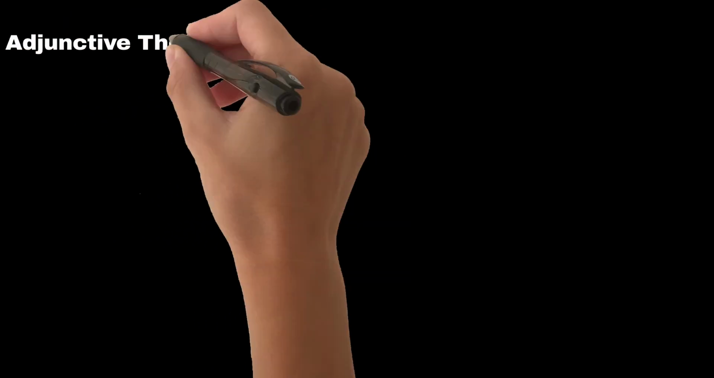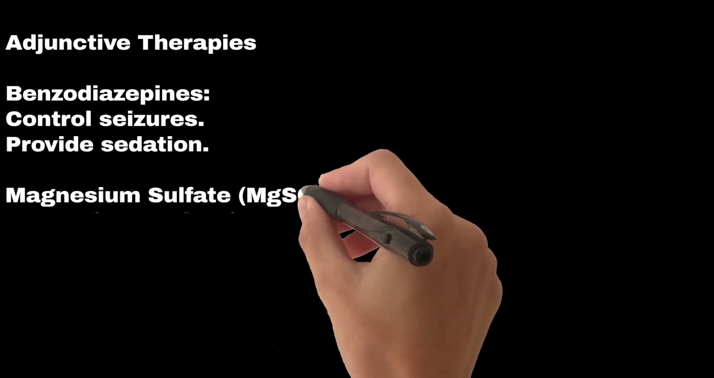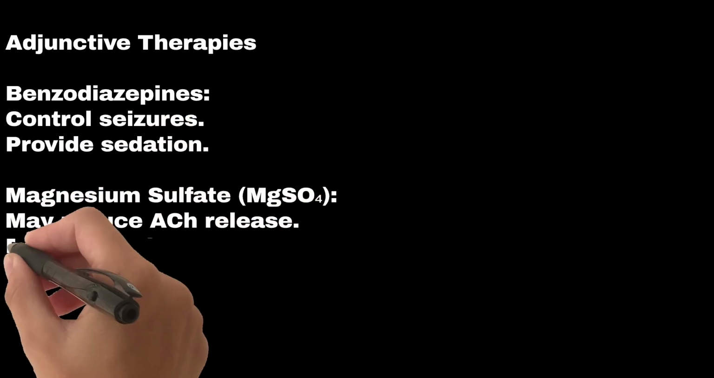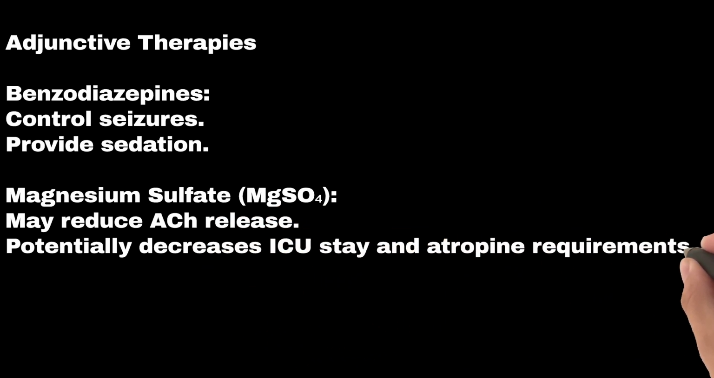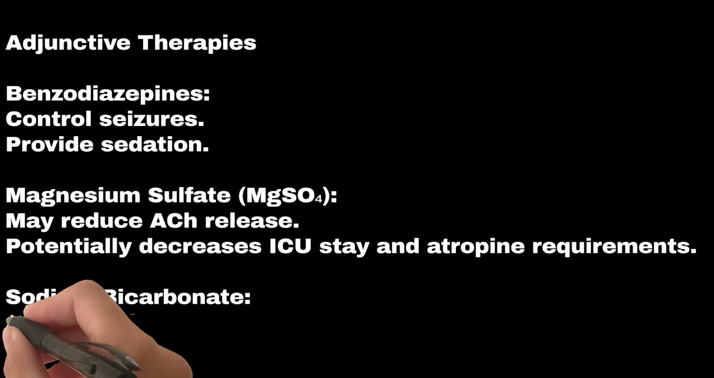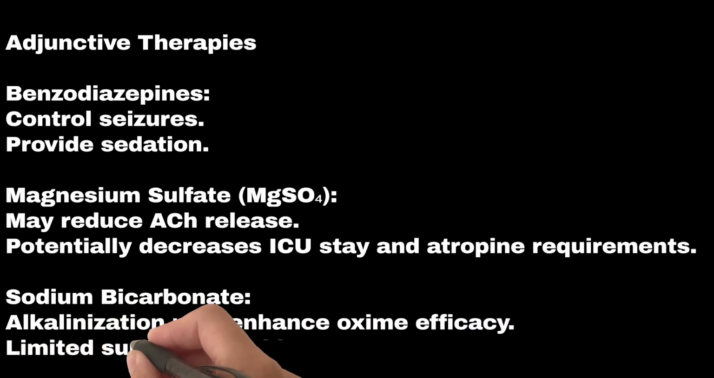Adjunctive therapies: benzodiazepines control seizures and provide sedation. Magnesium sulfate may reduce ACh release, potentially decreasing ICU stay and atropine requirements. Sodium bicarbonate: alkalinization may enhance oxime efficacy. Limited supporting evidence.